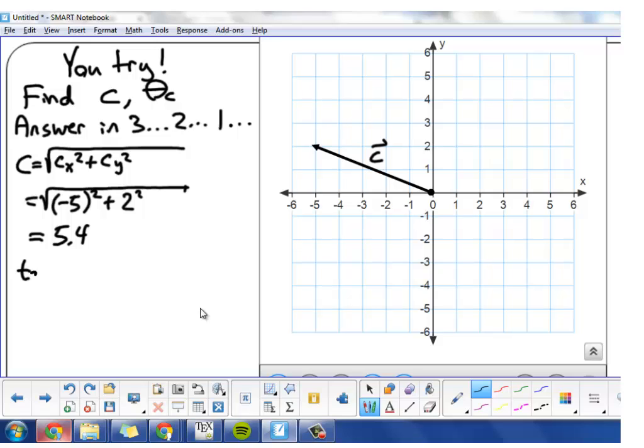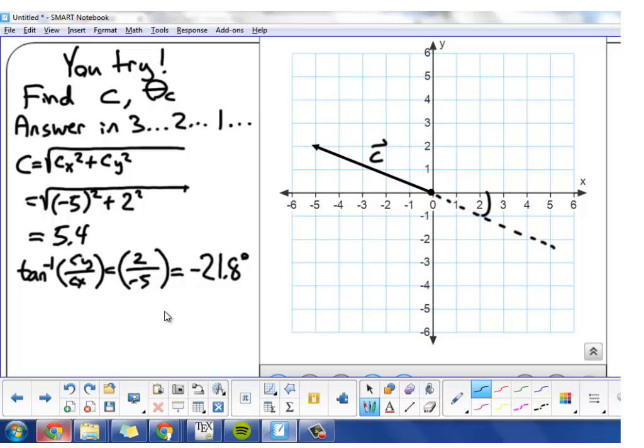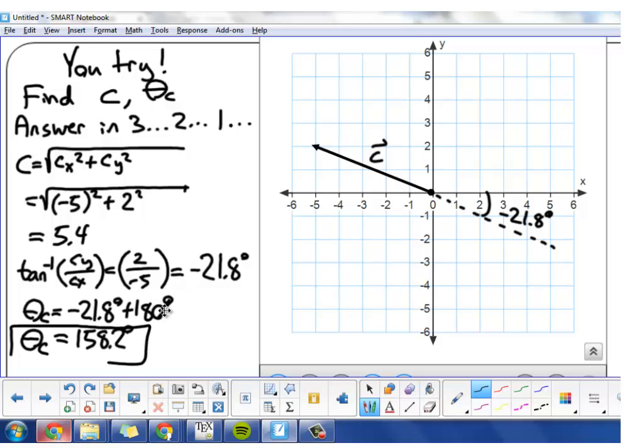To find the direction, we're going to take the arctangent of the y component divided by the x component. So that's the arctangent of 2 over negative 5. And we find from our calculator that we get negative 21.8 degrees. Well, that, being a negative number, is clockwise from the x-axis. That's in the fourth quadrant. Is that the right way? No, it's not. So we add 180 degrees, and we get 158.2 degrees.